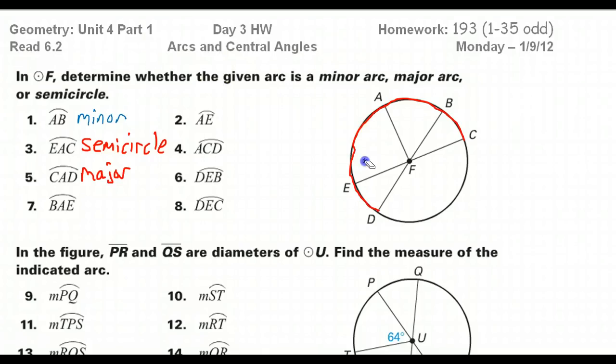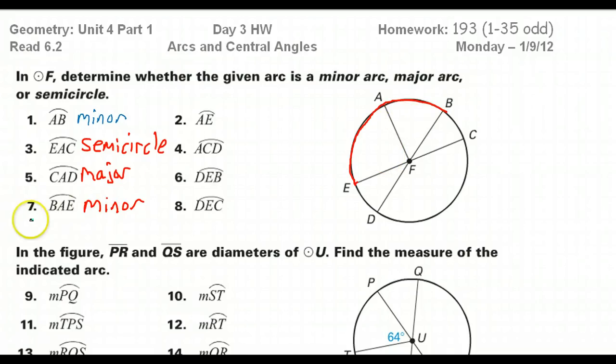Arc BAE, B to A to E. That is clearly a minor arc because it is less than 180 degrees. It's smaller than a semicircle.